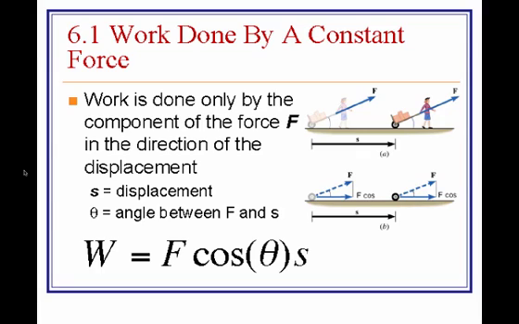So if you pull at an angle on something, you're not applying the maximum amount of force to increase the amount of work, as shown by these diagrams. Below here we have work is equal to force times cosine of the angle you're pulling at, times s, where s stands for the displacement.